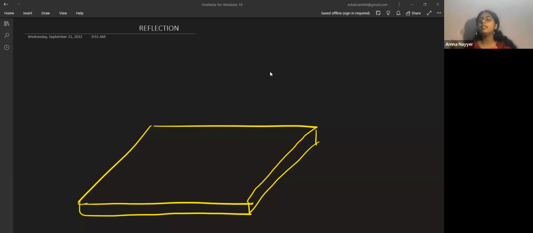So what are all these processes? Whenever we are talking about ray optics, what are all these processes? See, whenever there is a surface, some processes occur on the surface whenever a light strikes.